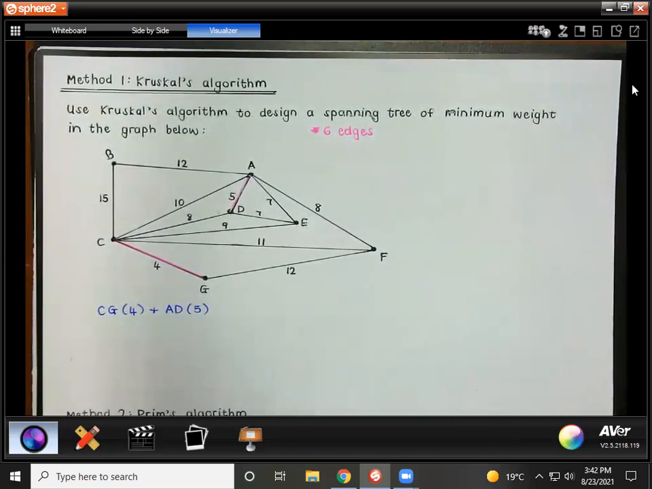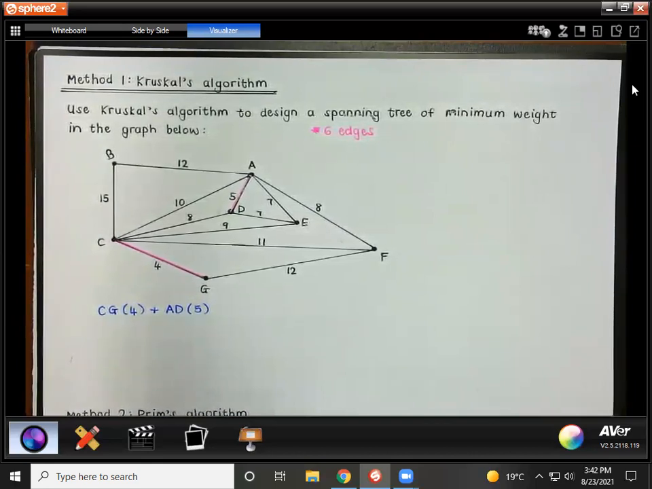What is the edge with the next least weight? 7. Do we notice that there are 2 with a weight of 7? Now, guys, if both of those edges with the same weight can be filled in without creating a circuit, then we would choose both of them.